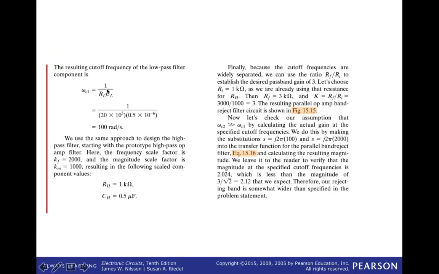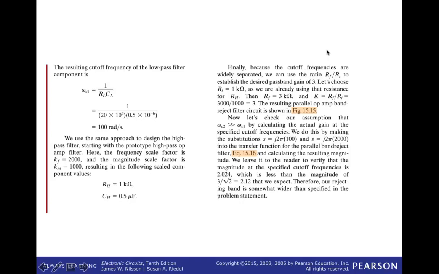We do the same thing on the high pass end. So the only difference will be our frequency scaling factor is going to be 2000 because of what we want our cutoff to be. That then, using that same design equation for our new capacitor in the high pass part of the filter, we get a magnitude scaling factor of 1000, meaning our resistor value should be 1 kiloohm.